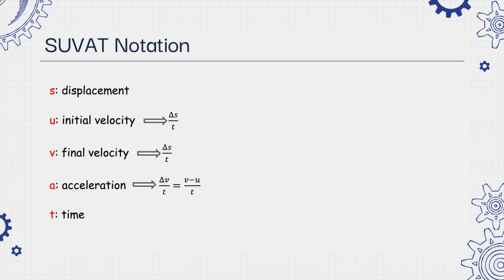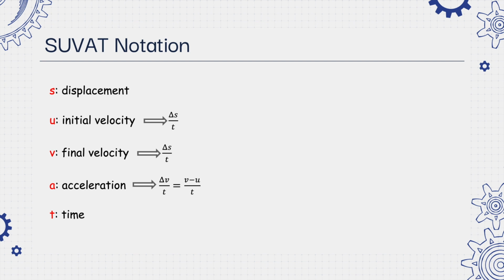What is SUVAT? This notation is a simple notation to help you remember and focus on the formula that you need for kinematics. So we can start with S in the word SUVAT. S is the displacement, so not the distance, but the displacement, and we're going to talk about it maybe later in the next video. Then we have U, that is the initial velocity.